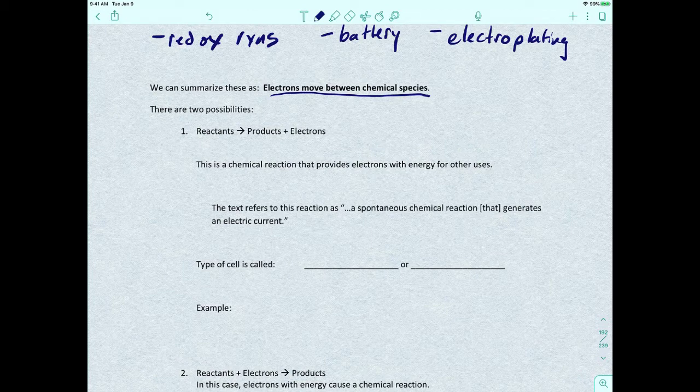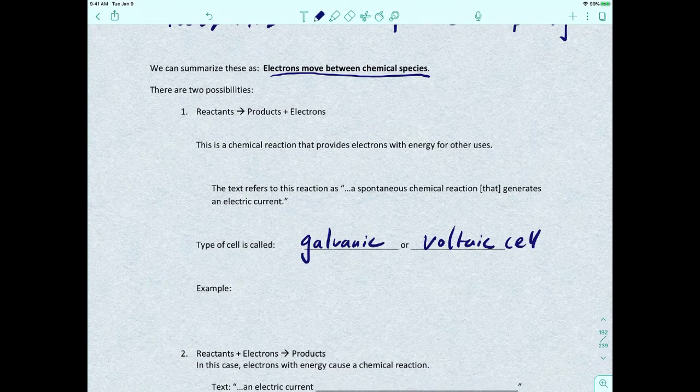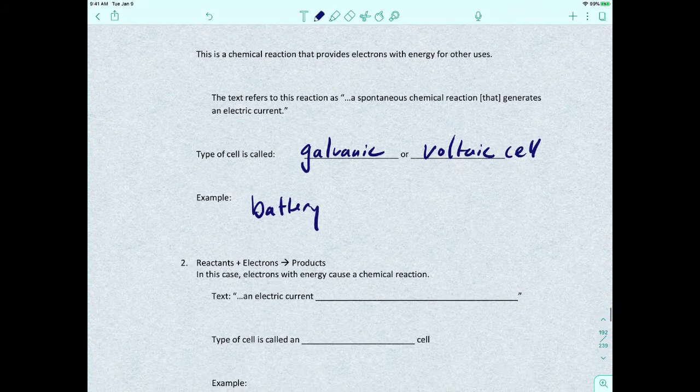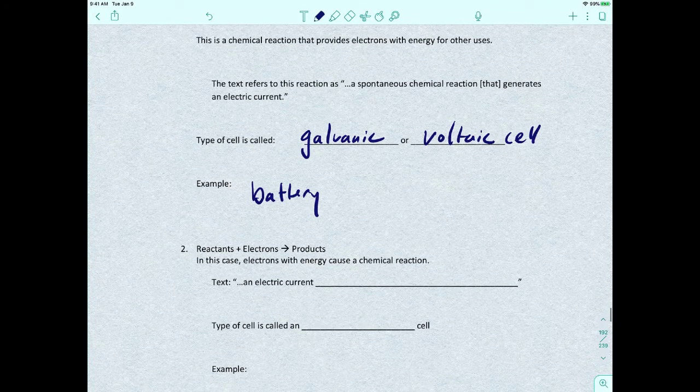Now, the type of cell that we can form is called the galvanic or the voltaic cell. So it's going to have two different names. And the form of this kind of situation is a battery. Now, it's also possible that you could have reactants, and you put electrons in, and it forms products.